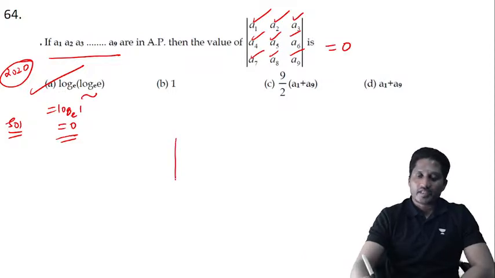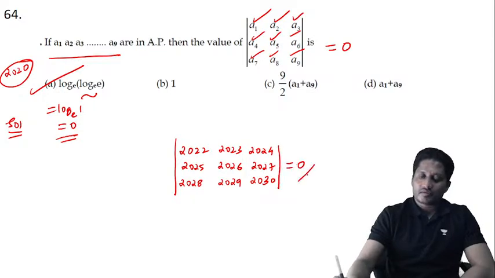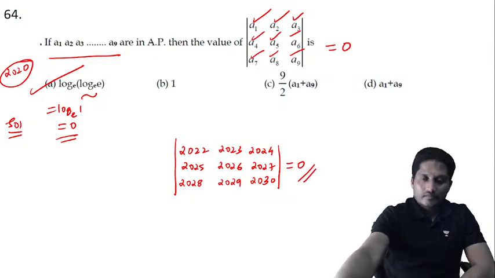I repeat, if the arrangement of numbers are in AP, let's say 2022, 2023, 2024, 2025, 2026, 2027, 2028, 2029, 2030, if the arrangement of numbers are in AP, the determinant is always equal to 0. Right, let's move to the next question.